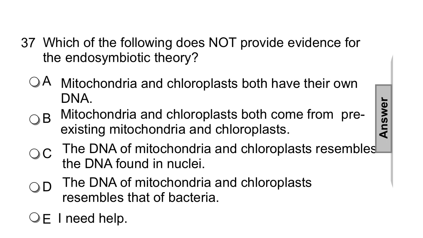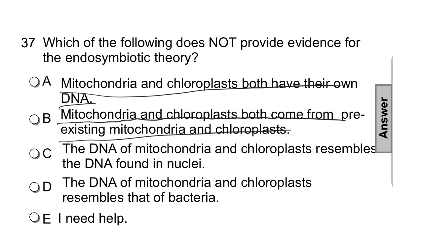Okay, which of the pieces of evidence below is not really evidence? It does not provide evidence. So mitochondria and chloroplasts have their own DNA. That is true, separate from the nuclear DNA. How about part B? Mitochondria and chloroplasts both come from pre-existing mitochondria. Yeah, it doesn't come from the DNA in the nucleus. So those are evidence. I want something that isn't evidence. So I'm putting X for it, but those are pieces of evidence that are valid.